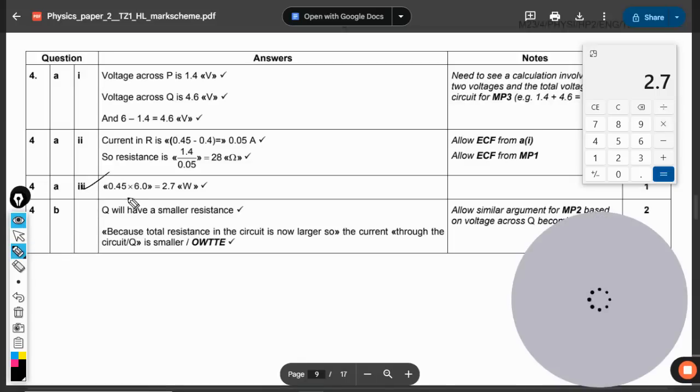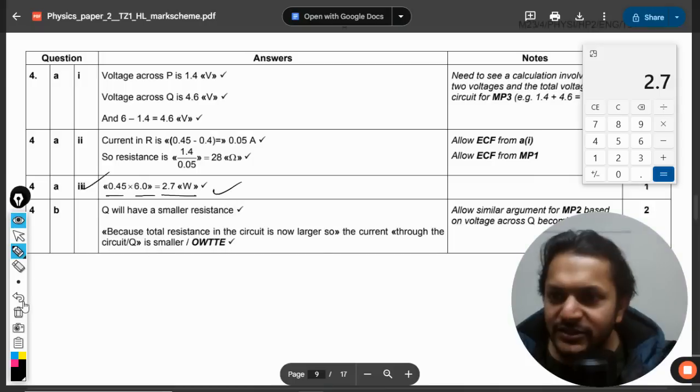And let us see what is the answer here. Yes, even they have done the same thing. V into I, that is 2.7 watt. Okay, so this is how we do this question. Let us go to the other question now.